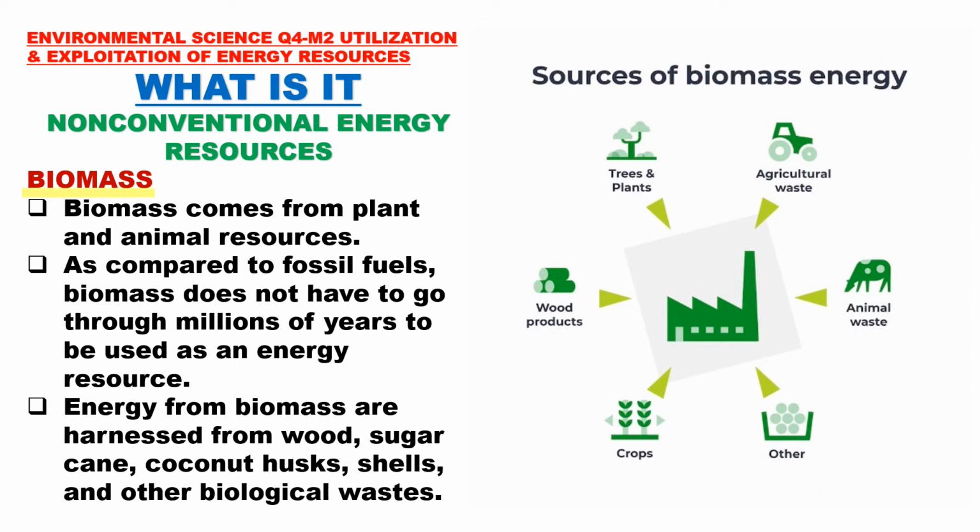Biomass. Biomass comes from plant and animal resources. As compared to fossil fuels, biomass does not have to go through millions of years to be used as an energy resource. Energy from biomass is harnessed from wood, sugarcane, coconut husks, shells, and other biological waste. So, the different sources of biomass energy include trees and plants, agricultural waste, wood products, animal waste, crops, and other biological waste.